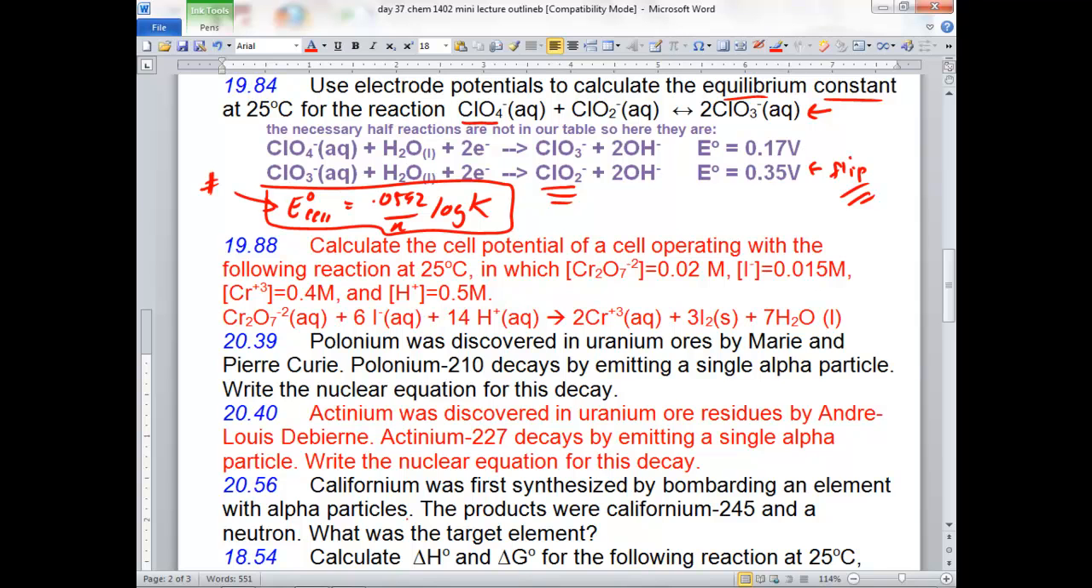If that's not clear, just ask. Flip the second one, because in the overall reaction, the one in black, ClO2 minus has to be a reactant, not a product. So that's why you've got to flip it. And you also have to flip it because you've got to flip one of them, otherwise electrons won't cancel.